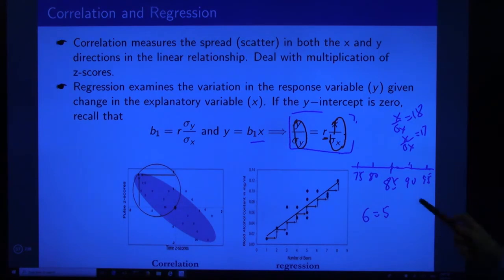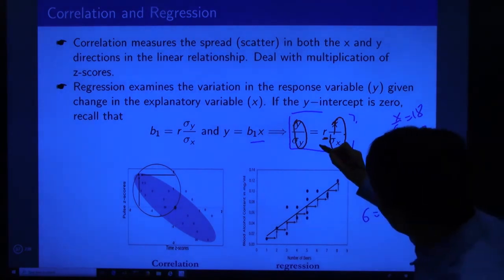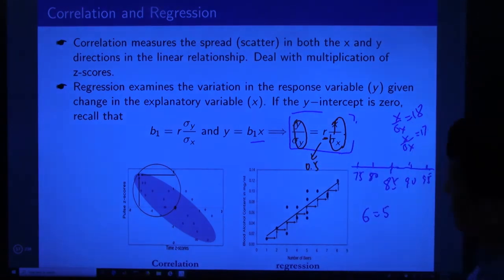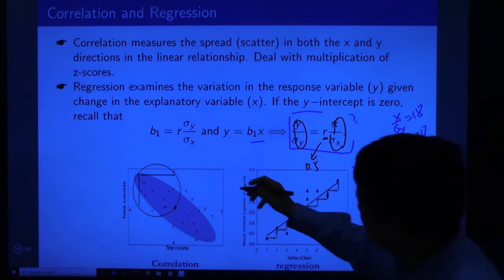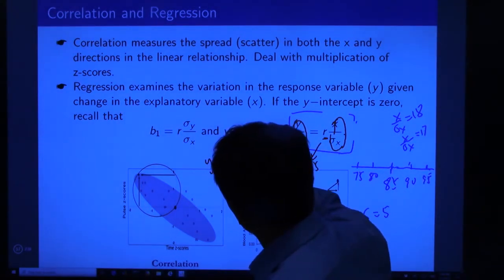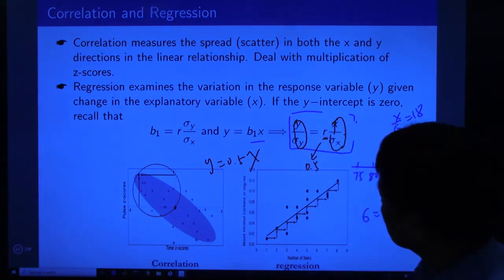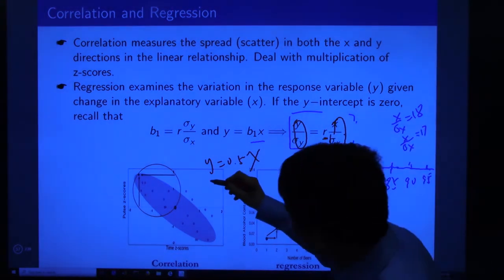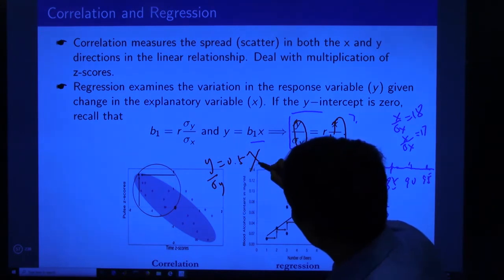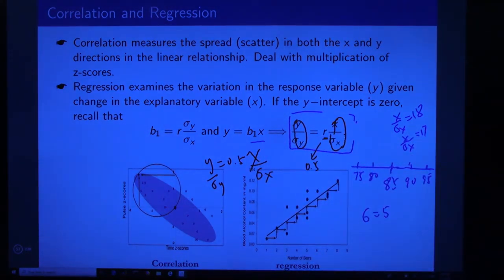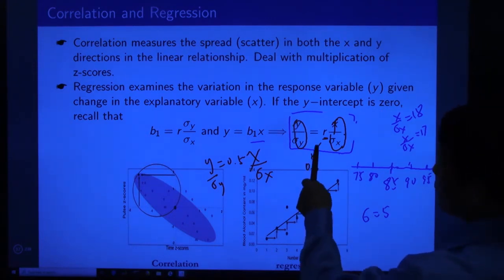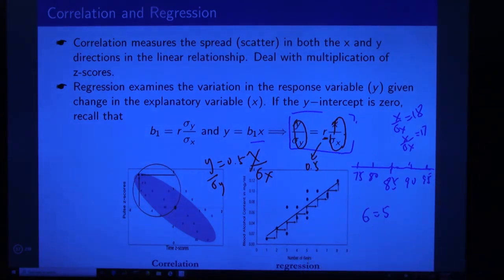We are not saying here that if r equals 0.5, then y equals 0.5x. We do not see y equals 0.5x. This one is not correct. Instead, we say y in units of sigma y is 0.5x in units of sigma x. So we can see this is how correlation and regression are related. There is some relationship between these two. Okay?